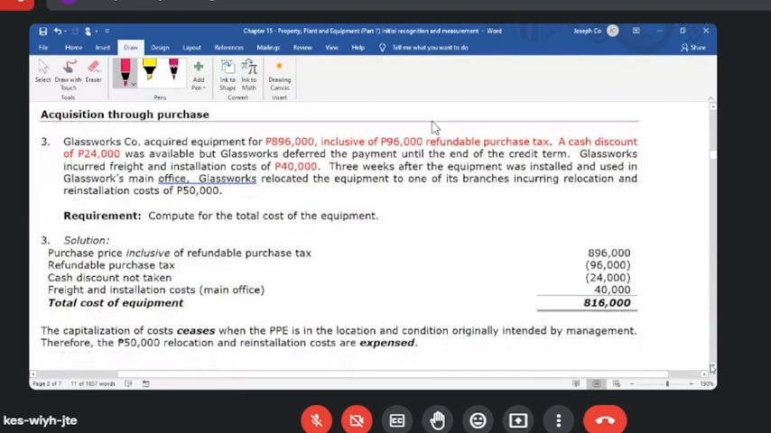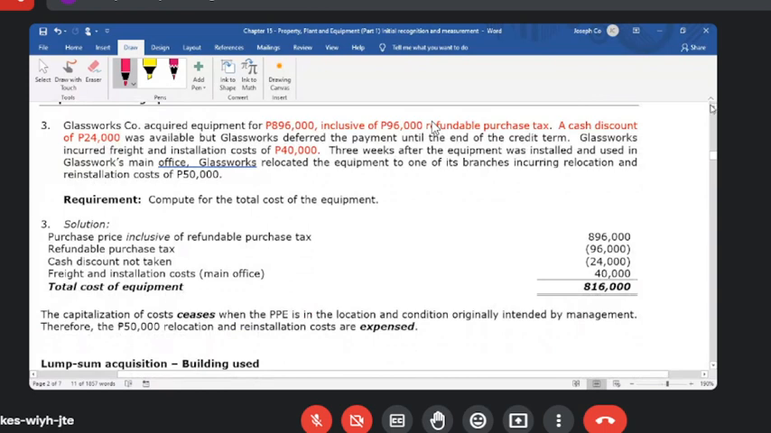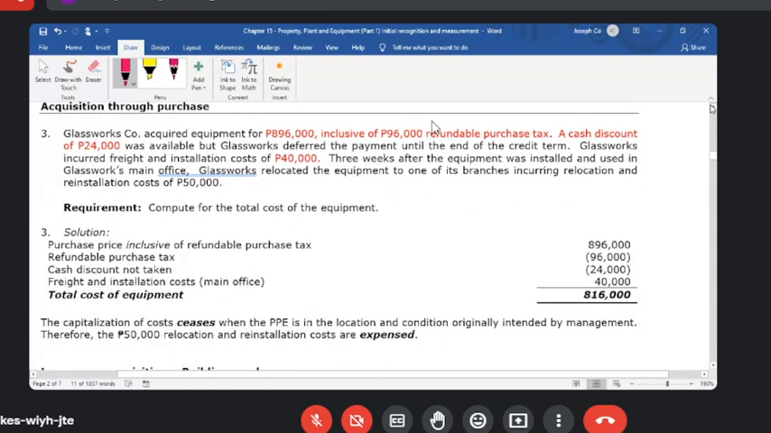Next, purchase price. Again, initial measurement is at cost plus direct attributable costs. Glassworth Company acquired equipment for 896,000, inclusive of 96,000 refundable purchase tax. Since refundable, yung refundable kasi is value added tax. Hindi po kinakapitalize yung value added tax. Kaya tatanggalin po natin yung 96,000.